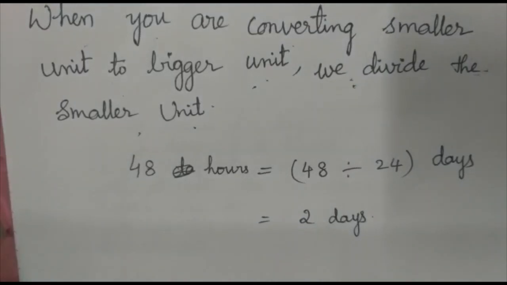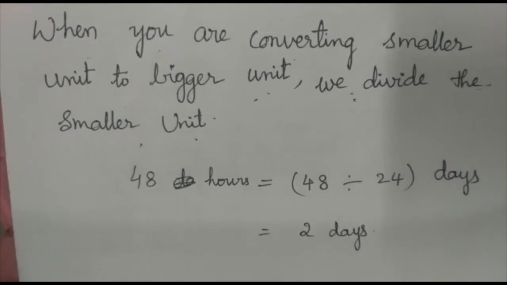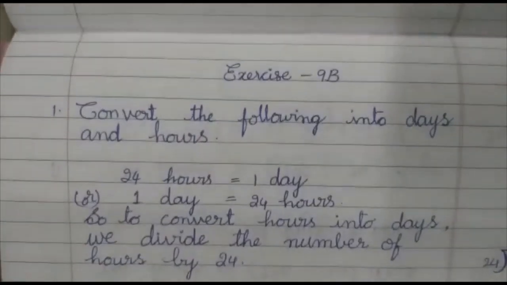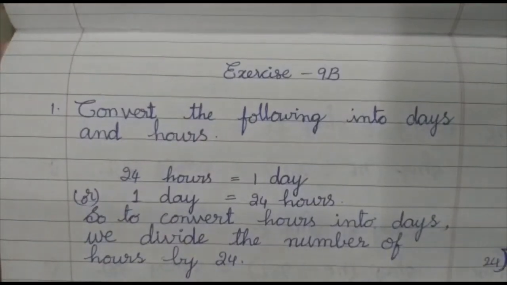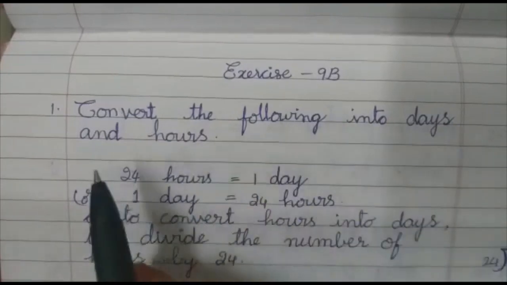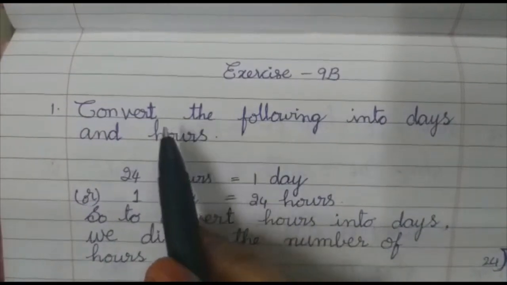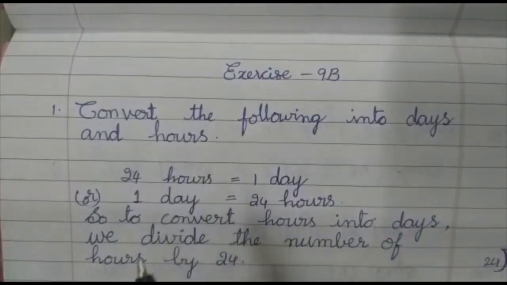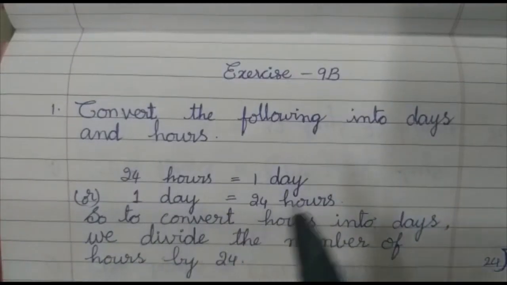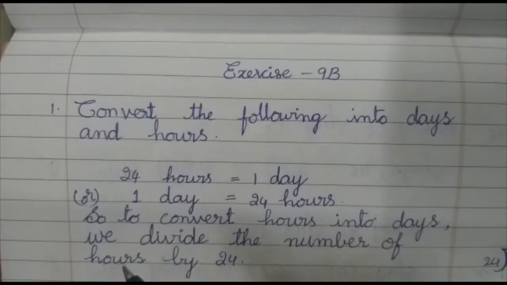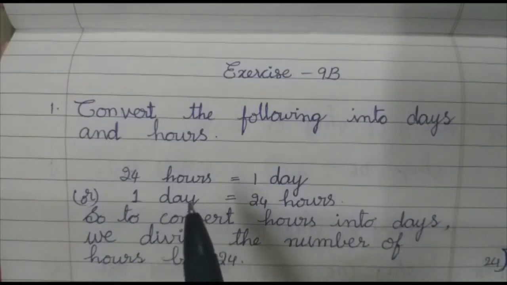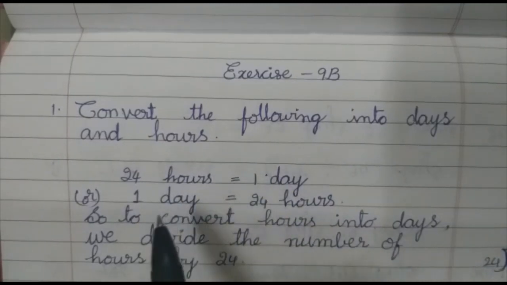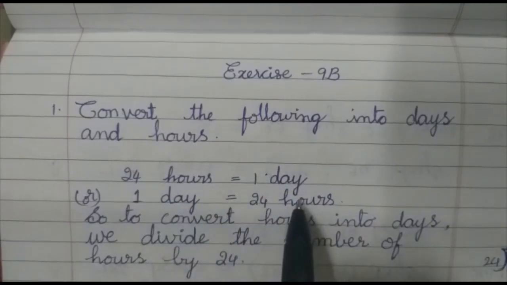Now we'll see exercise 9b, first bit. See, what is the first bit, children? Convert the following into days and hours. Here a few sums are given. In hours, we have to convert that into days and hours. See, we know that 24 hours equal one day. So 1 day equals 24 hours, you can write.